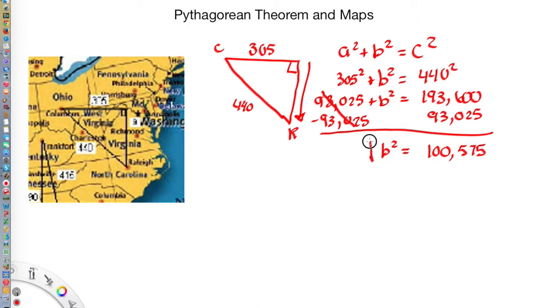Now this is where trying to find the square root, we could do that through estimation. It would take a long process, but we need to isolate b. Right now b is being squared. The inverse operation of squaring b is finding the square root, so we need to do that to both sides. And we're going to get b is equal to, and if you punch this into your calculator, the square root of 100,575 is approximately 317 and 135 thousandths. And that's an approximation.